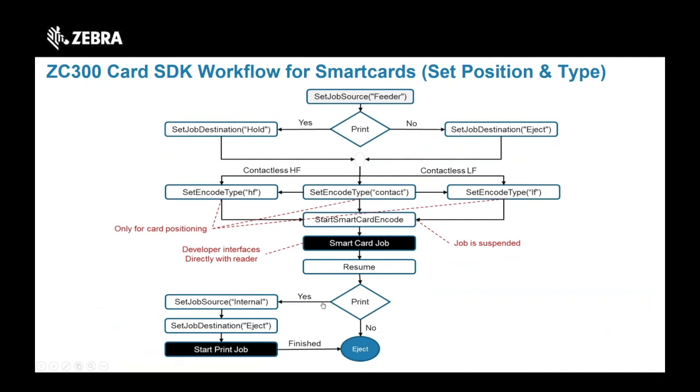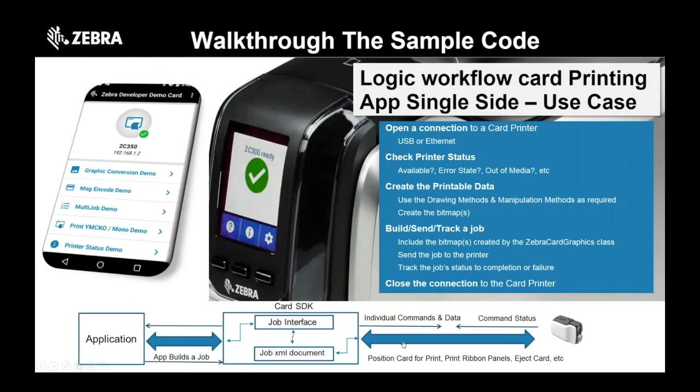From there, if you want to print, you go to print, define internal, and then define the job destination to edit and start to print. Finally, the card will be ejected. So with that, the smart card needs a little more work. We are planning to have a few more blocks to explain in detail how those things work, but the time today is very short to explain the smart card process in more detail.